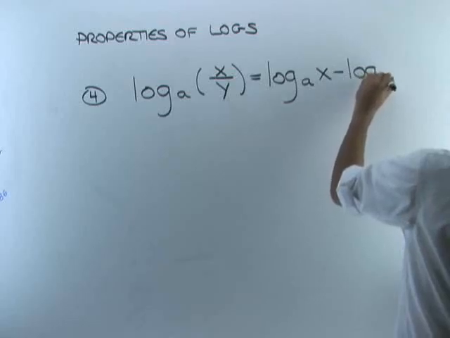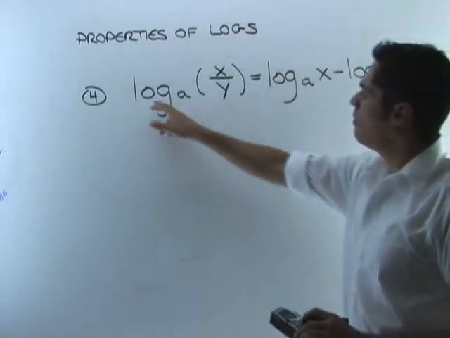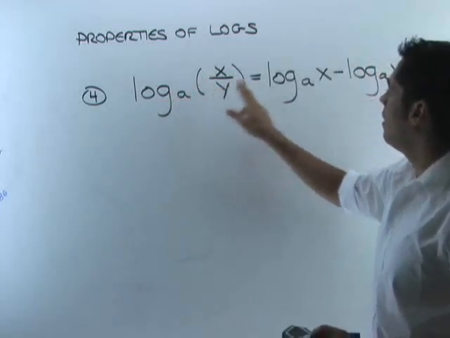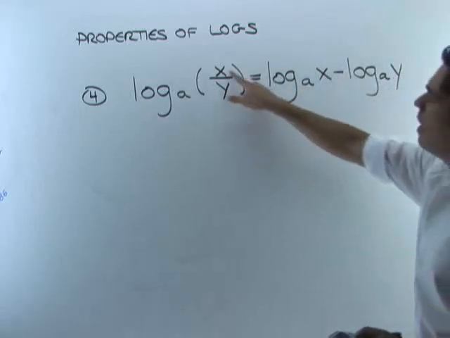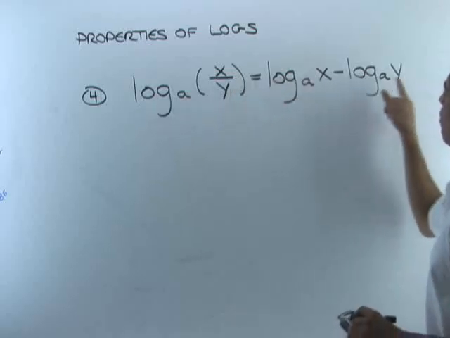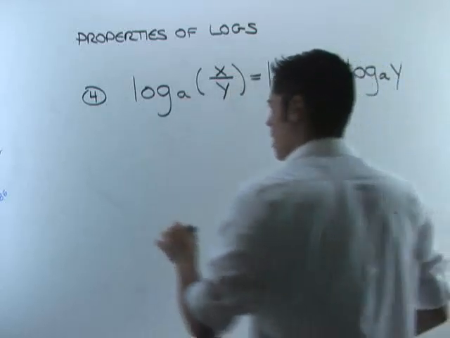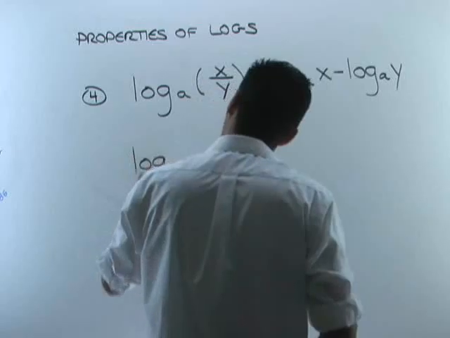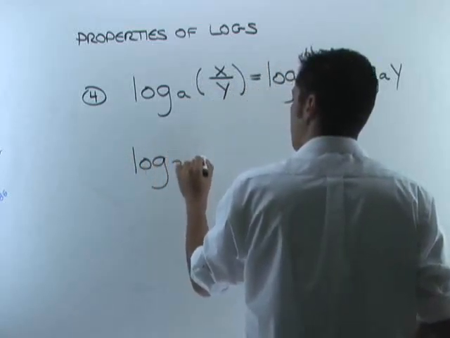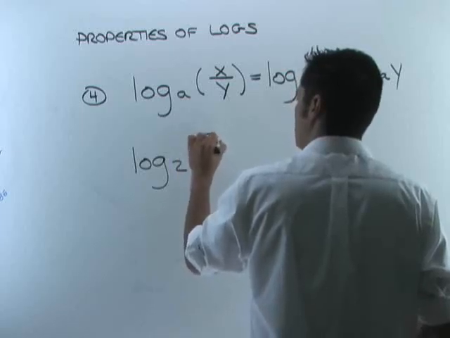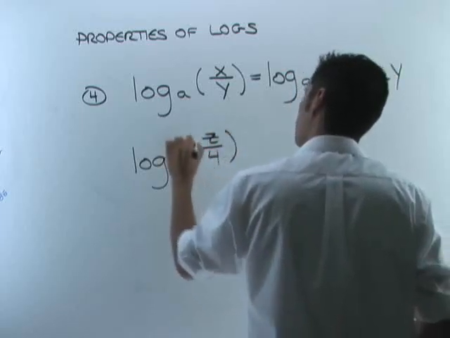So if you have log base a of x divided by y, it'll become log base a of x minus log base a of y. The x goes first, then the denominator here, y, goes next. Here's an example. Let's go ahead and break this into two pieces. What's log base 2 of z over 4?